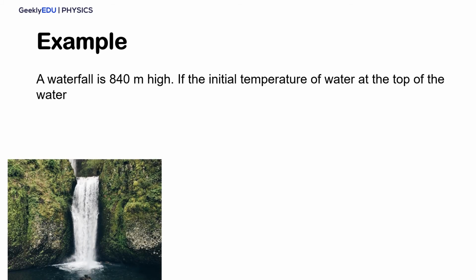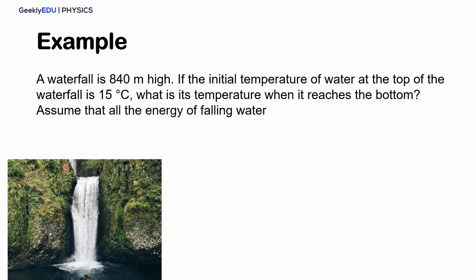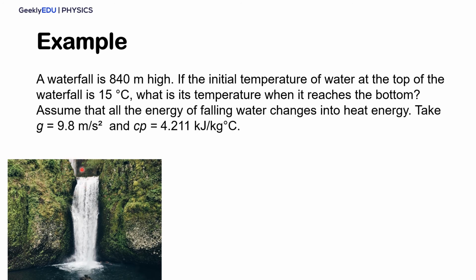Okay, so let's practice. We have a waterfall that is 800 meters high, and the initial temperature of the water at the top of this waterfall is 15 degrees Celsius. So what would be the temperature of the water when it reaches the bottom? Let's assume all the energy of the falling water changes into heat energy. We know that the Cp of the water in this case is 4.17 kilojoules per kilogram degree Celsius.